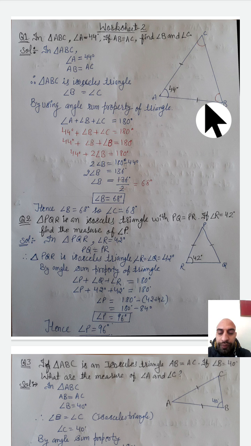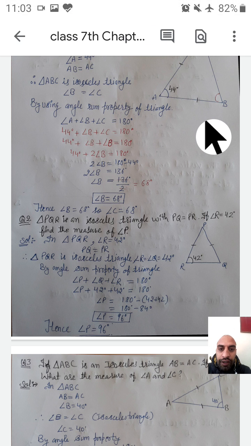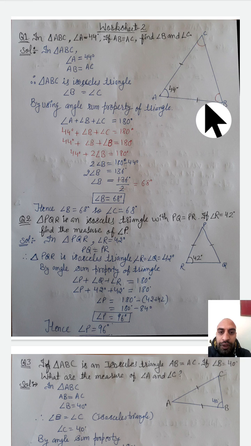As you all know, we are in chapter number 8, that is related to triangle and its properties. So today I am going to tell you about the second property of triangle, that is angle sum property of a triangle. In angle sum property of a triangle, we are talking about sum of the angles of a triangle is 180 degree. So this application we are going to use in chapter number 8, worksheet number 2. So let's take the first question.